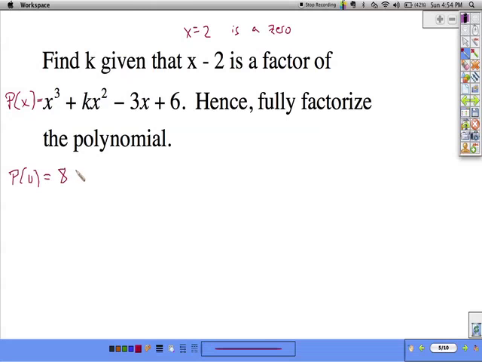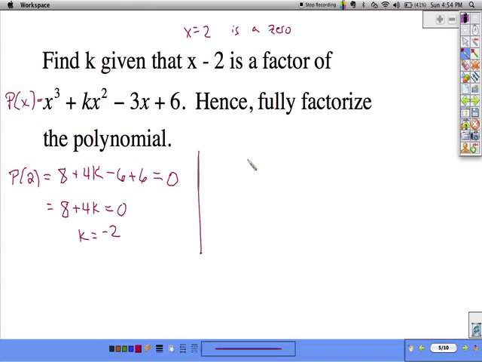So 8 plus 4k minus 6 plus 6, that better equal 0. That's p of 2. So 8 plus 4k, when does that equal 0? That equals 0 when k is negative 2.